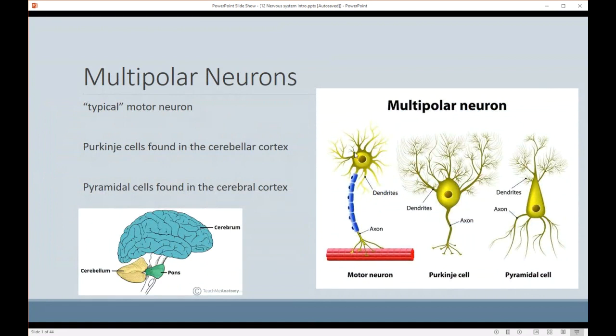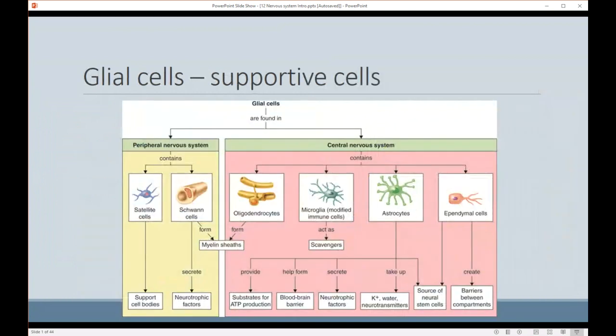Okay, so we have, this is our typical one, right? This is a motor neuron, okay? And it's attaching in at that neuromuscular junction into a muscle, right? We also have the Purkinje cells. Purkinje cells are found in our cerebellar cortex right here. And then we have pyramidal cells, and pyramidal cells are found in our cerebral cortex, okay? The cortex, remember, is that outer area.